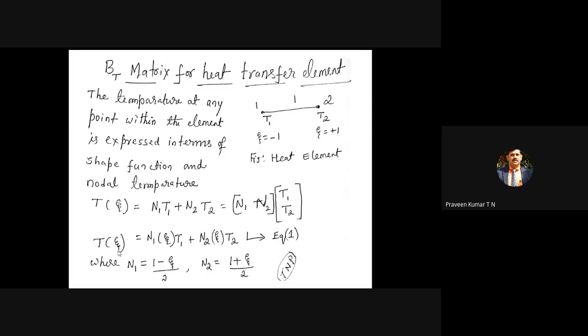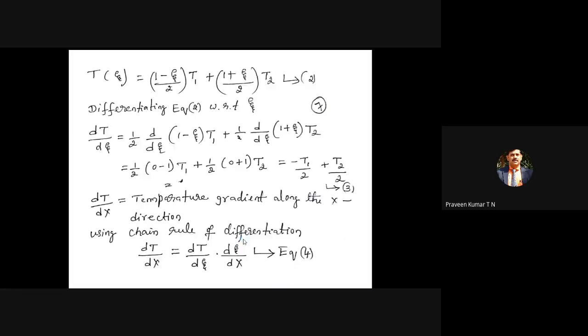Hence, you are writing temperature as a function of xi, or you are saying the heat transfer is a function of x, and as x changes, the heat transfer rate also changes. So that's why you are writing N1 is equal to 1 minus xi divided by 2, N2 is equal to 1 plus xi divided by 2. The same N1 N2 equations hold good for the bar element also.